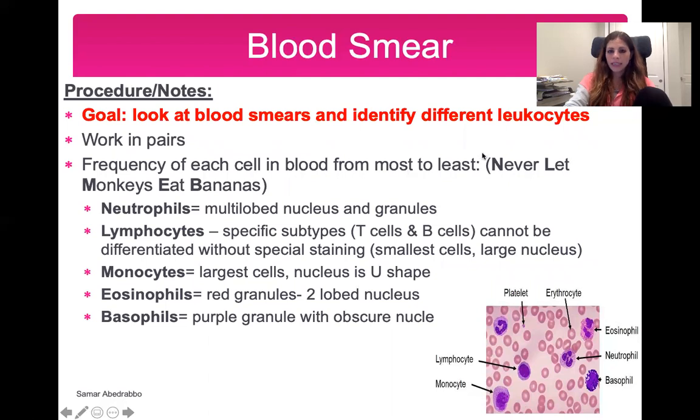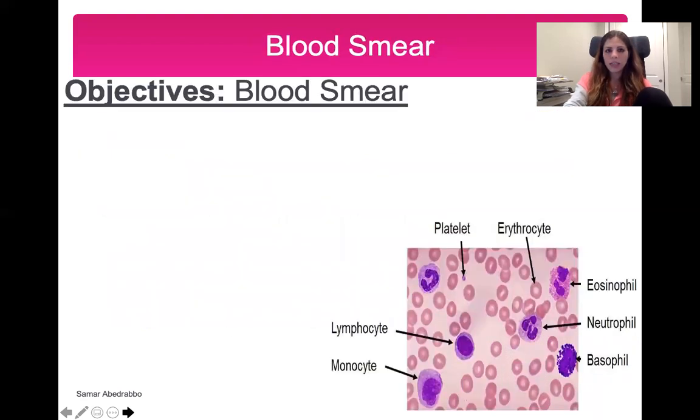A good mnemonic to memorize this is never let monkeys eat bananas. So the most common cell type we have is neutrophil. When you look at a blood sample, you're going to see a lot of this type of white blood cell. You're going to see a lot of this. And then the least amount is basophils, these ones. Neutrophils play a very important role in phagocytosis, so it makes sense that there's a high amount of them. Basophils play a role in inflammation.